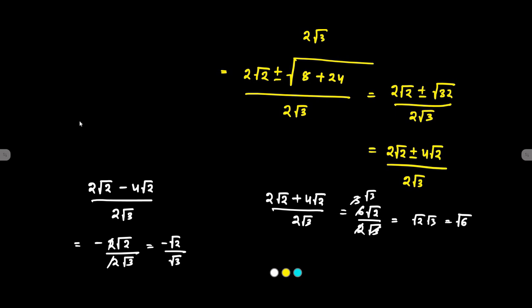So these are the two roots of the quadratic equation. One is, let's call it alpha, which is equal to −√2 by √3, and the other one is equal to √6. Okay, so √6 and −√2 by √3, or minus whole root of 2 by 3. These are the two roots of the quadratic equation. Okay.